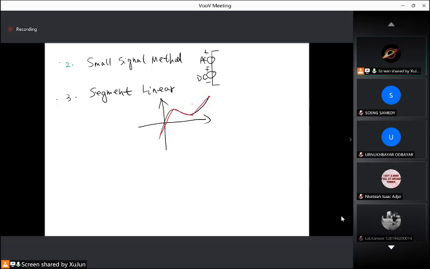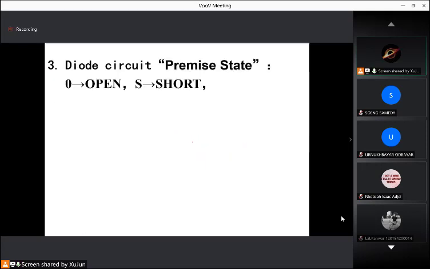To approximate it. So these 2 methods all use approximate linear circuits to solve nonlinear circuits. So this is the essence of these 2 methods. For the diode circuit, this is a special circuit. We will introduce a promised state method.